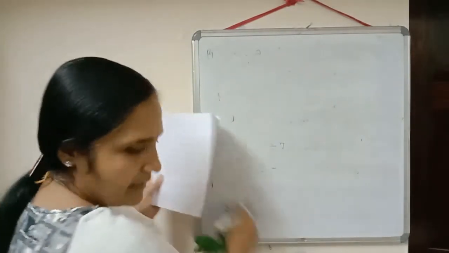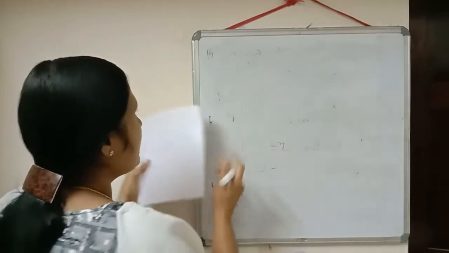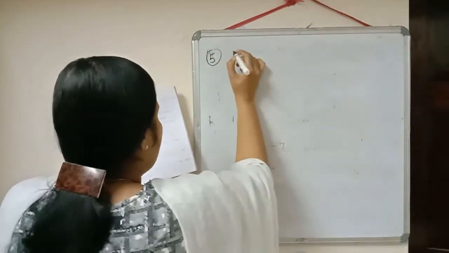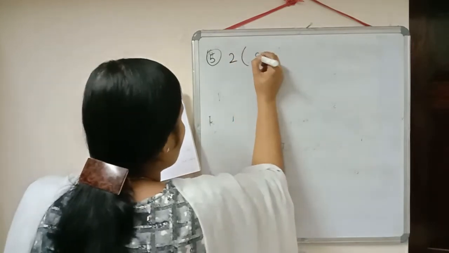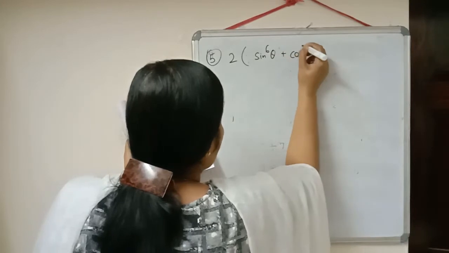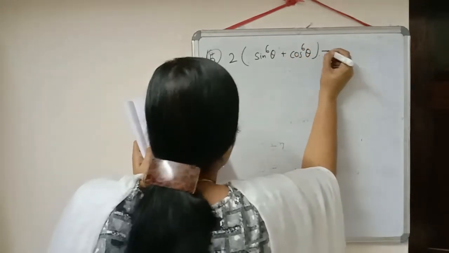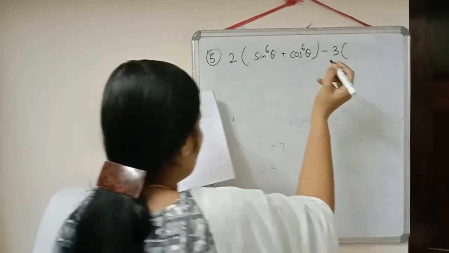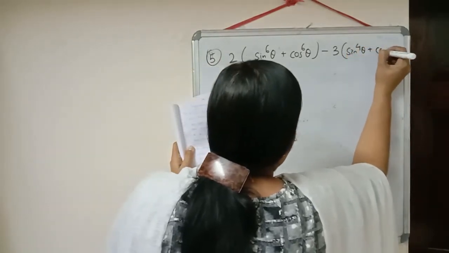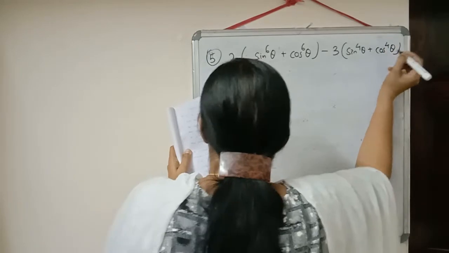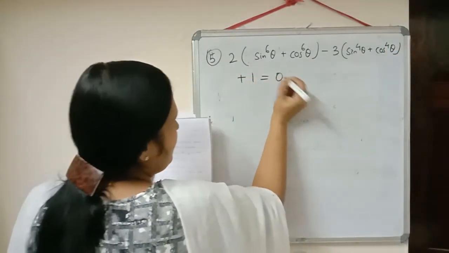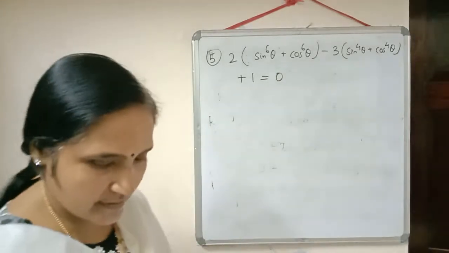Now all of you write down the next question. Question number 5. This question is asked there, previous year. 2 into sin raised to 6 theta plus cos raised to 6 theta minus 3 into sin raised to 4 theta plus cos raised to 4 theta plus 1 equal to 0. Last year they asked this question.